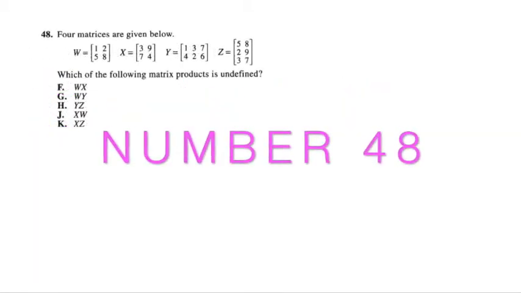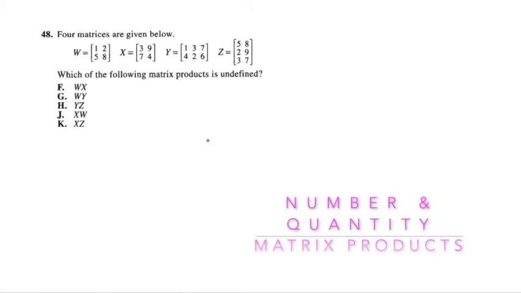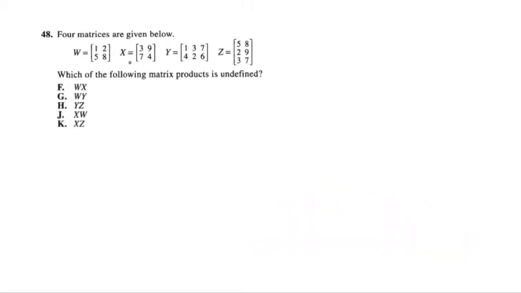Number 48, this is number and quantity. We are multiplying matrices. 4 matrices are given below, W, X, Y, and Z. Which of the following matrix products is undefined? Each matrix is described by two numbers, the number of rows and the number of columns. For instance, W is a 2 by 2 matrix because there are 2 rows and there are 2 columns. X is also a 2 by 2. Y is a 2 by 3, and Z is a 3 by 2. So this is a 3 by 2, 2 by 3, 2 by 2, and a 2 by 2.